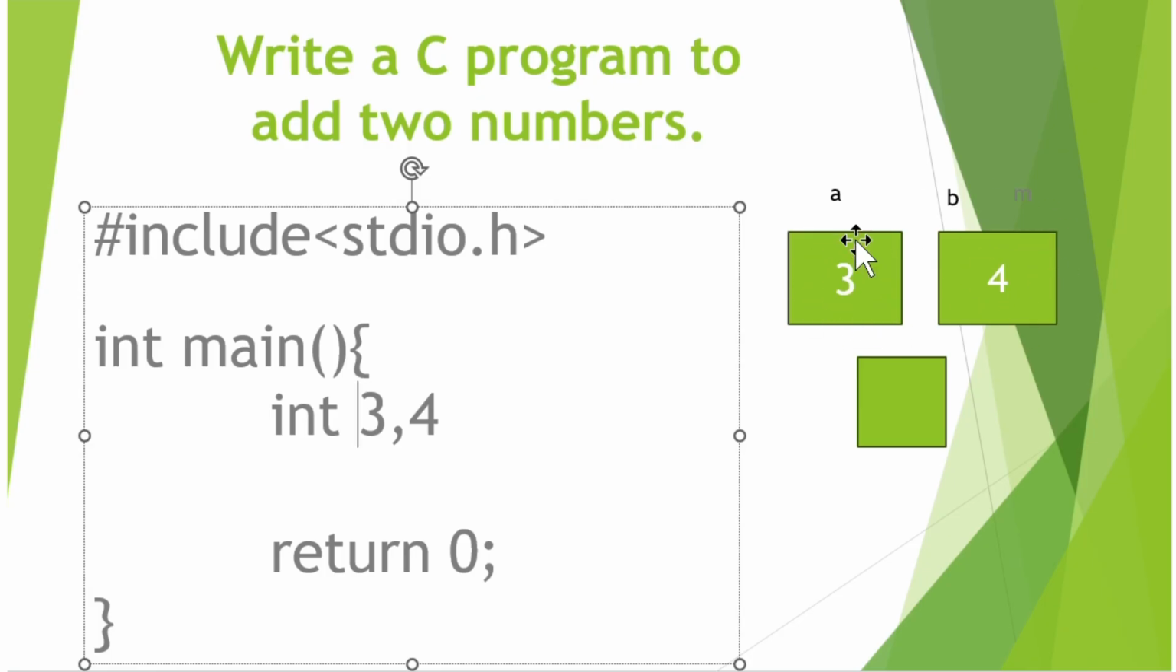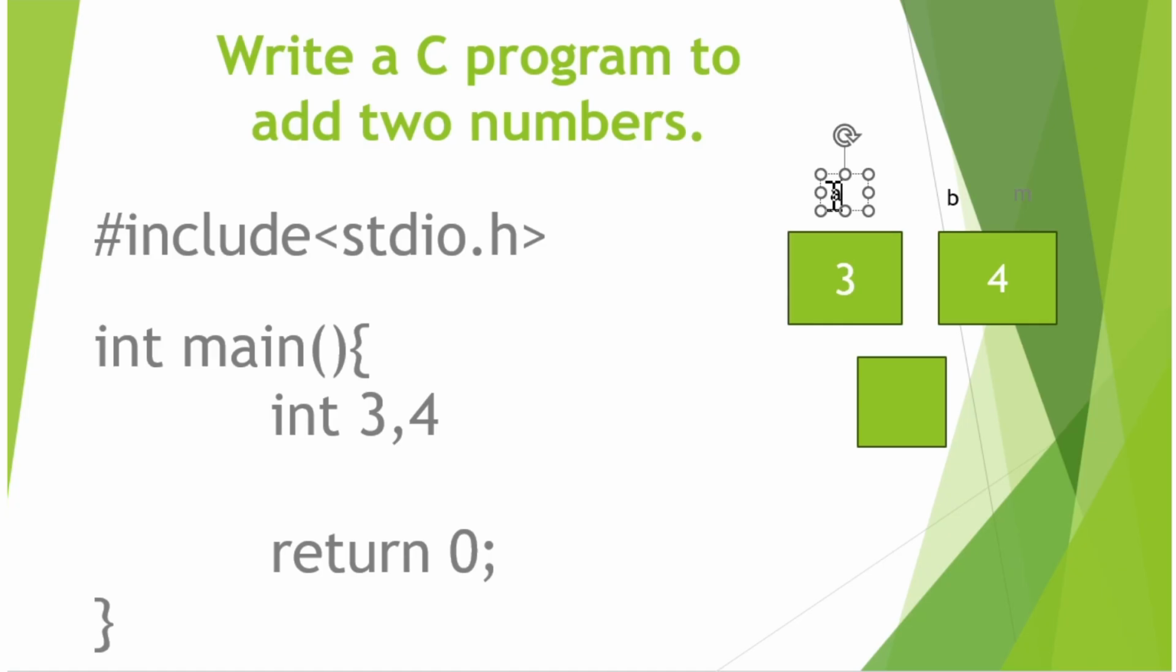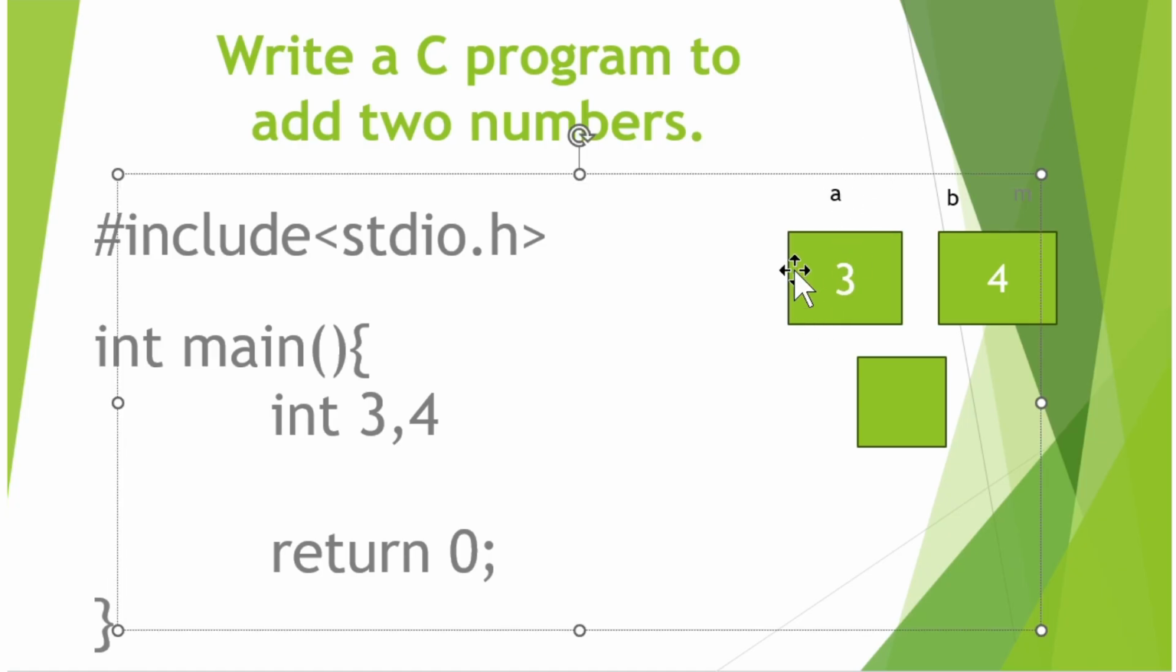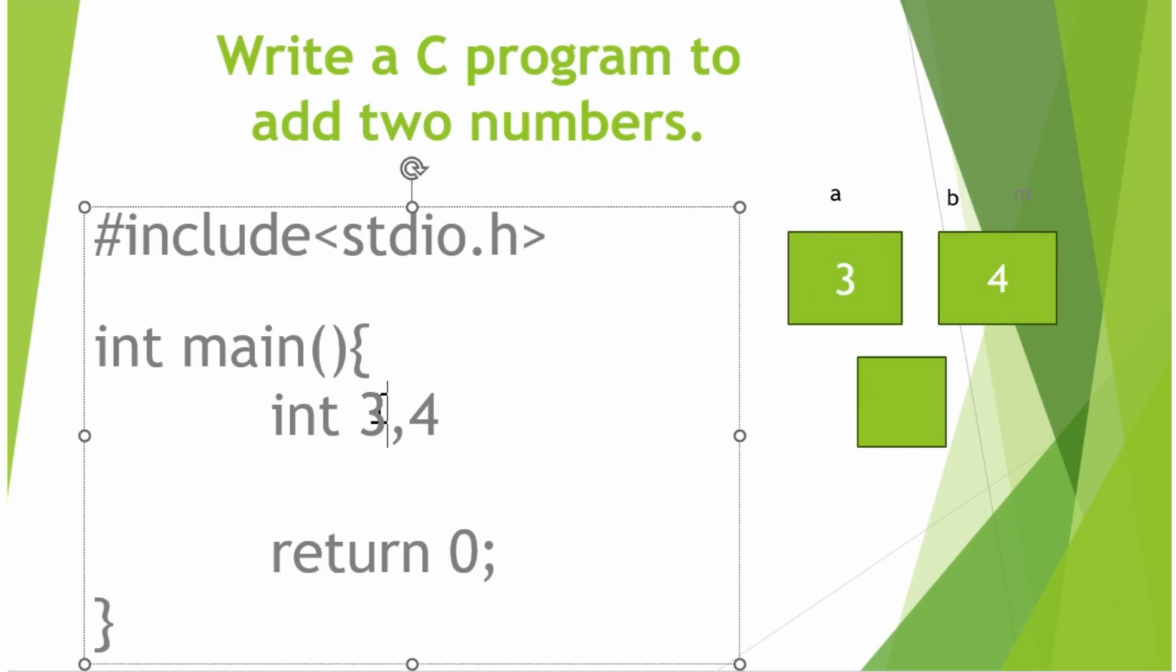It will allocate certain space to these values, and next time when I have to retrieve this value, I need to have a name. Just like we all have a name, we also must give a name to this place where this 3 is stored. So I'm writing int a equal to 3 and b equal to 4. Now this is my first statement and I have to end it with a semicolon.